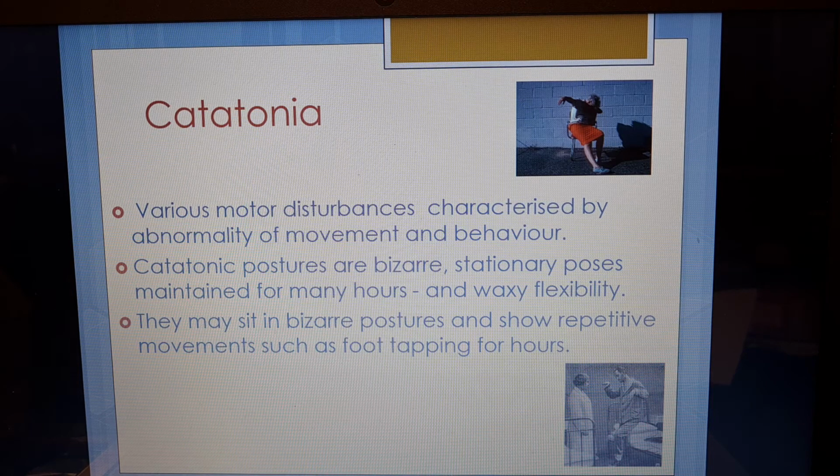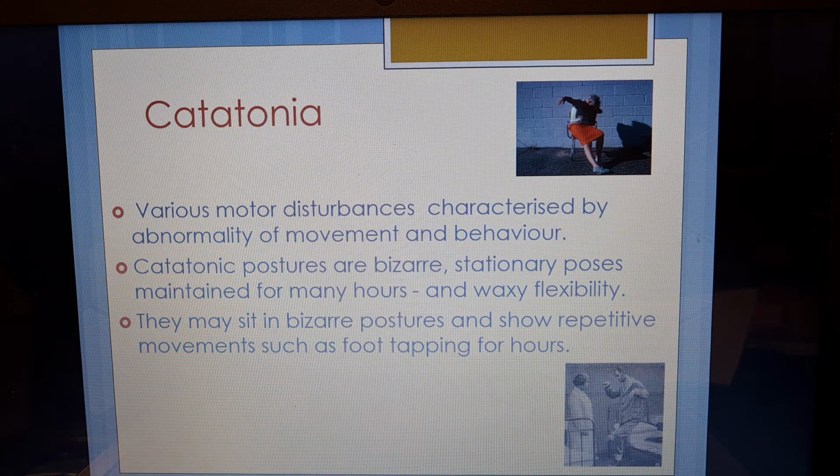Catatonia. So catatonia or catatonic behavior is a very strange and bizarre symptom of schizophrenia because it's characterized by various motor disturbances to do with the muscular movement of the body, and the movement and the behaviors are characterized as abnormal. So catatonic postures are bizarre stationary poses that are maintained for many hours.